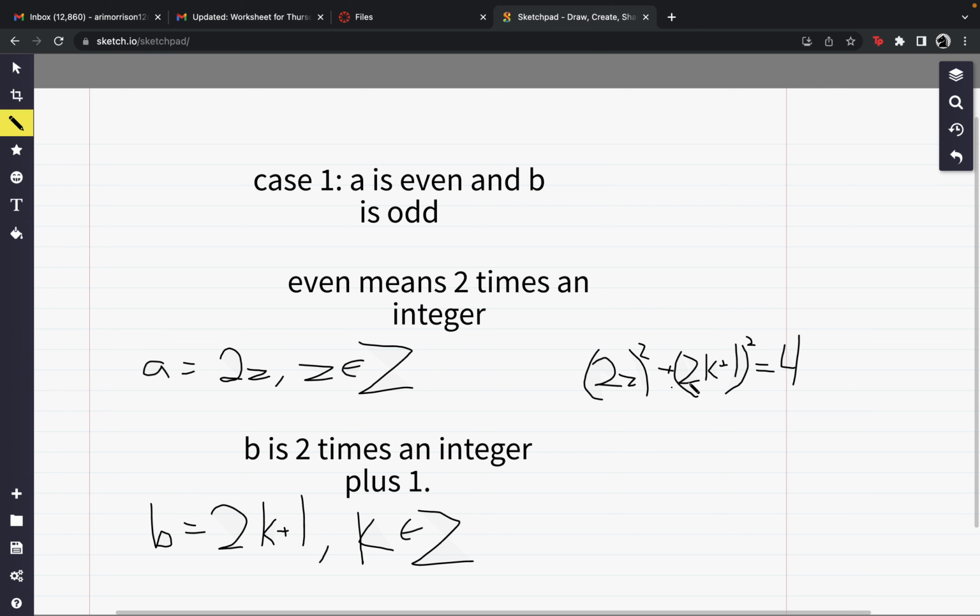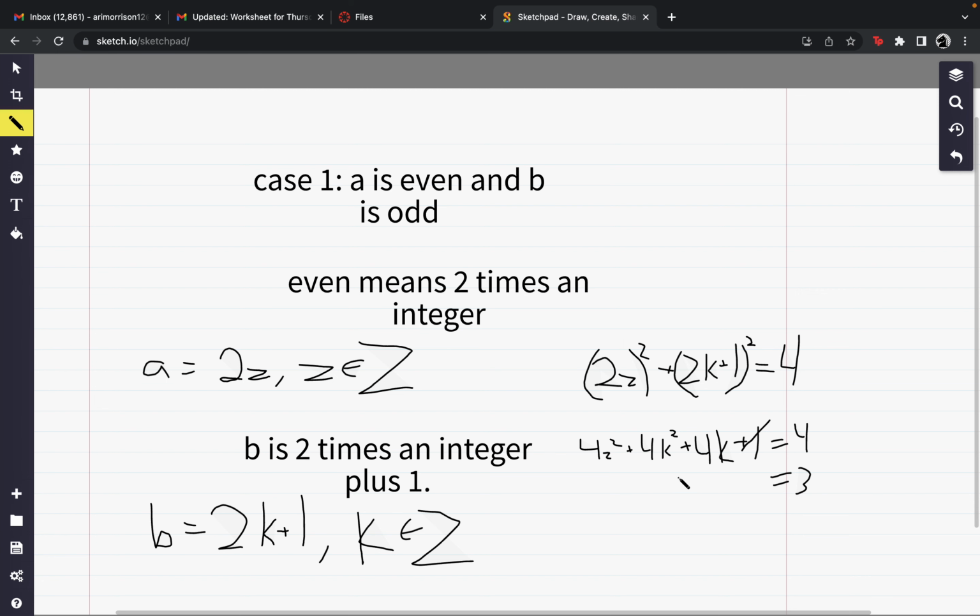So now if we actually multiply this, we're going to get 4z squared plus 4k squared plus 4k plus 1 equals 4. And if we subtract 1 from both sides, we'll have this whole thing equals 3. We'll cross that out. So we have 4z squared plus 4k squared plus 4k equals 3.